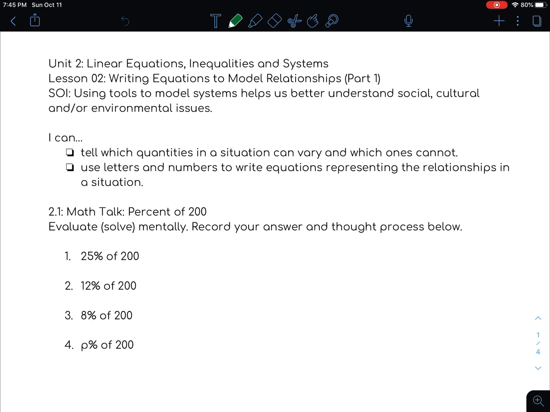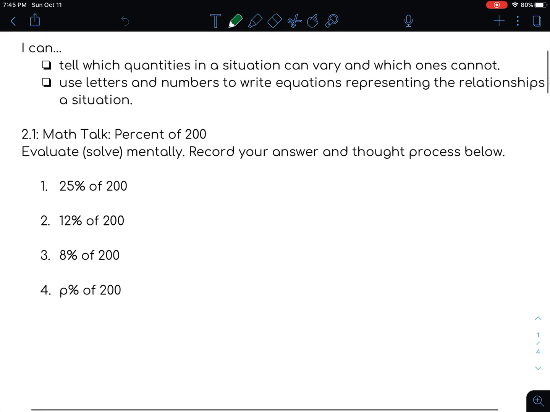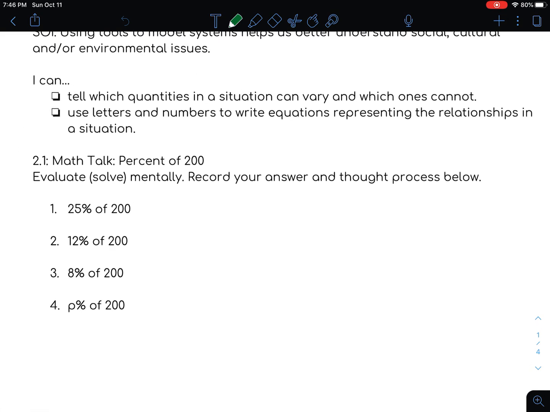All right, in lesson 2, we're going to continue to talk about expressions and variables and putting these expressions into an equation form that we can use to help us solve some problems, some algebraic type of problems and general problems. So at the end of the lesson today, we want to be able to tell which quantities in a situation can vary and which ones cannot, and also use letters and numbers to write equations representing the relationships in a situation.